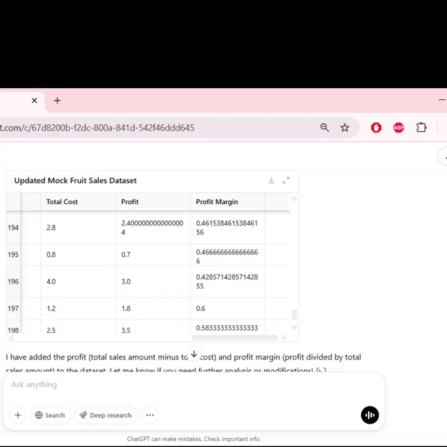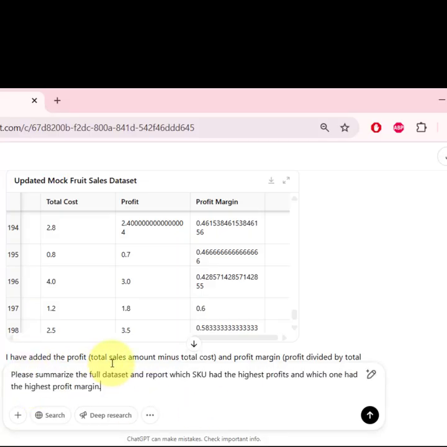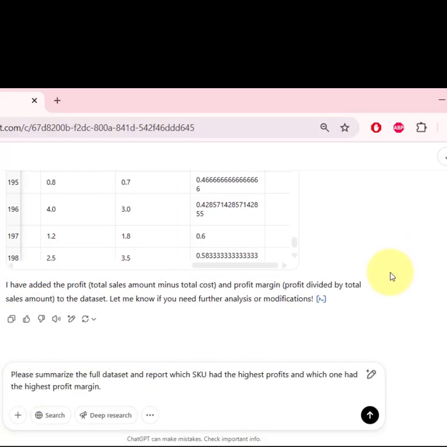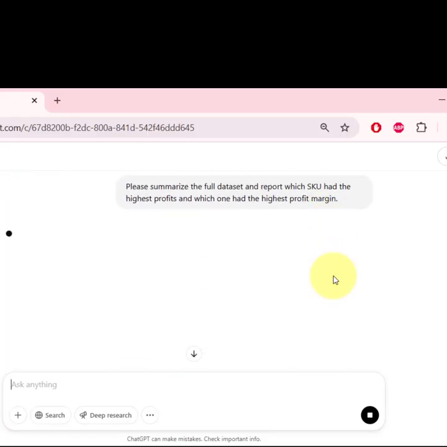Now what we really wanted to do is to summarize those and give us a report. And so saying, okay, for all 200 transactions, please summarize the full data set and report which SKUs had the highest profits and which ones had the highest profit margin. And you'll recall, since it's a mock data set, every time you do this it's going to give us a different answer because the underlying data is going to change. Now, if we provided the 200 transactions, then it's going to work specifically on that data that we've provided. And that's our choice in this case. We're just trying to do this for training purposes.